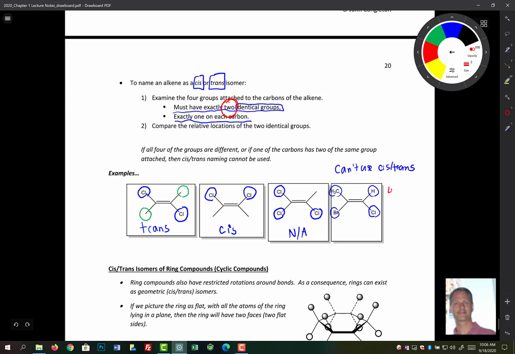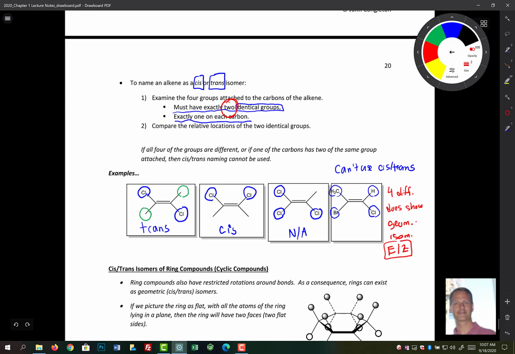But if we have 4 different groups, the molecule does show geometric isomerism. And the type of label that this is going to get is something called E and Z.